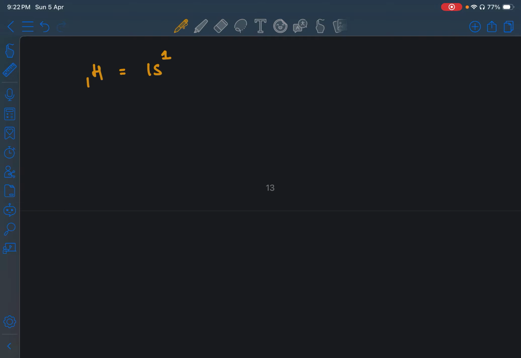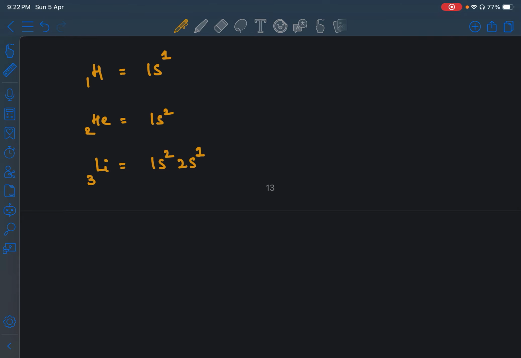We have already seen the rules of filling the electrons in the subshells by the Aufbau principle, by Hund's rule, by the Pauli exclusion principle. You can see the videos, they are already there. So hydrogen is 1s1. If we talk about helium, it is 1s2. Then we talk about lithium. It has atomic number three. So we have 1s2 and 2s1.